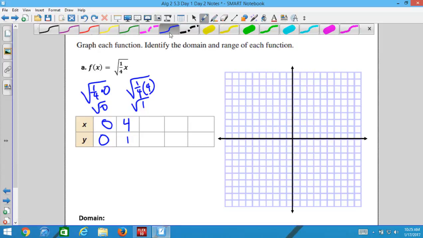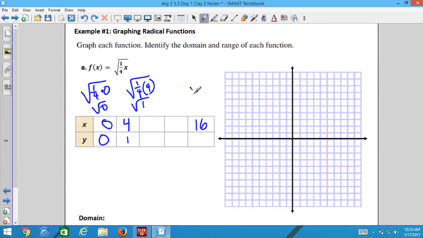Okay, so 16, if I put 16 in, that's the square root of 1/4 times 16, which is the square root of 4, which is 2. Why did I put it all the way over there? Because you forgot 8 and 12. Oh, because 8 and 12 would work also.